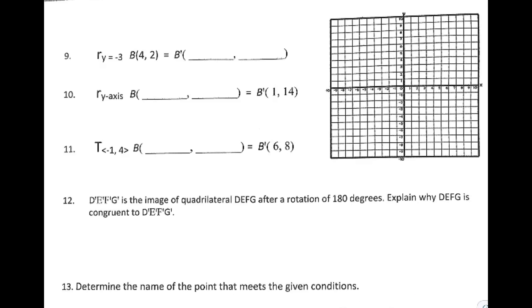On number 9, the line of reflection is y equals -3, which is right there. And you're taking the point 4, 2 and reflecting it over that line. So you're going down 5, down 5. And that puts you at 4, -8.